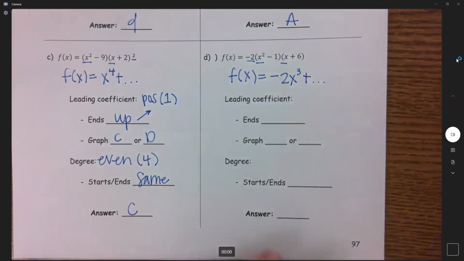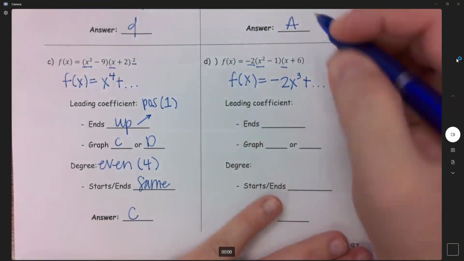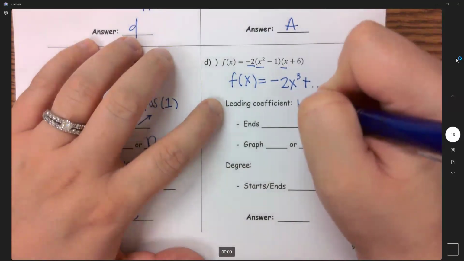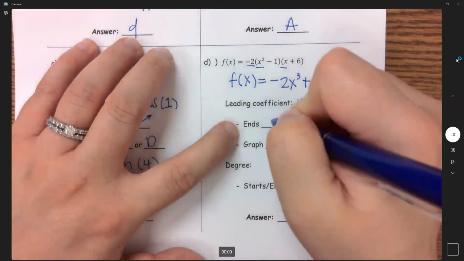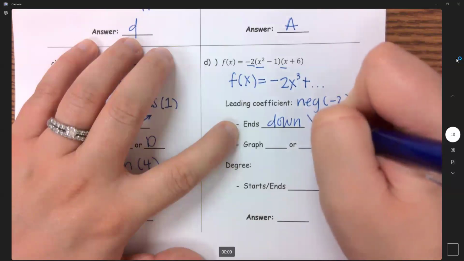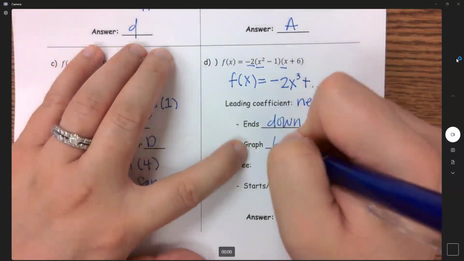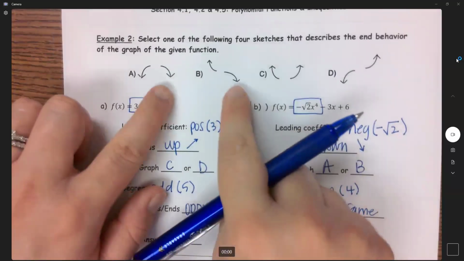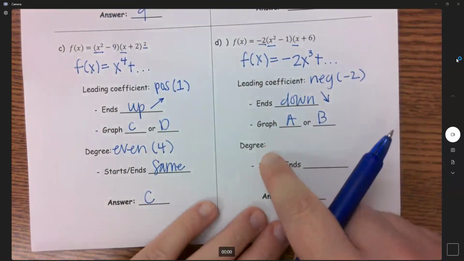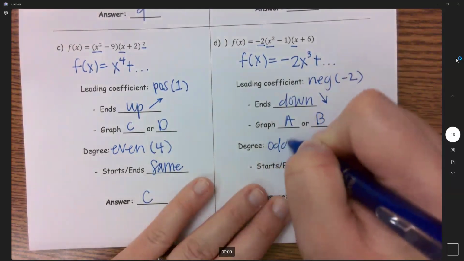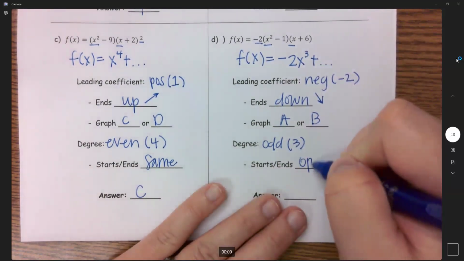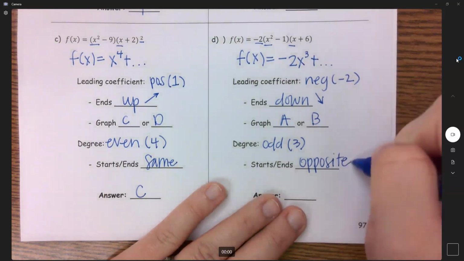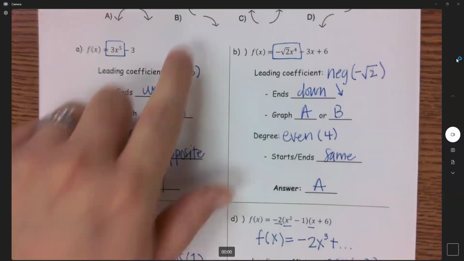Hopefully you had enough time to either pause the video or fill this out. The leading coefficient is negative because it is -2. If it is negative, that means it ends going down. So that is graphs A or B because both of these end down. Then we need to look at the degree. My degree here is odd. Specifically, it is 3 because it's x cubed. When it is odd, odd and opposite both start with O. Those will start and stop in opposite directions. And so that would be B. One starts up, one ends down.